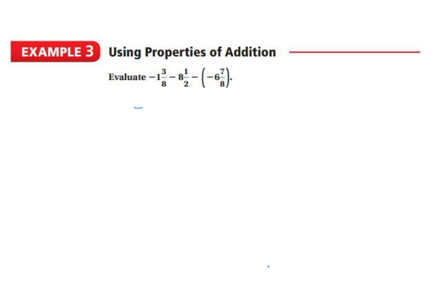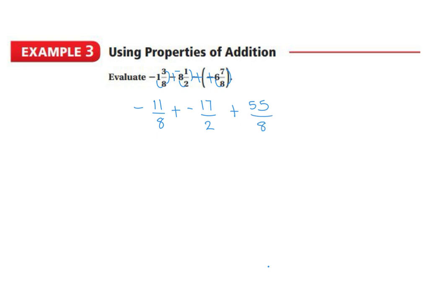I'm going to go negative 1 times 8 is 8 plus 3 is 11. So negative 11 eighths. I'm going to do chop slash, so I'm going to do plus negative. And then I'm going to do 8 times 2 is 16 plus 1 more, so that's going to be 17 halves. And now I see negative negative, so I'm going to chop chop, and I'm going to turn that into addition. 6 times 8 is 48, plus 7 more is 55 eighths.